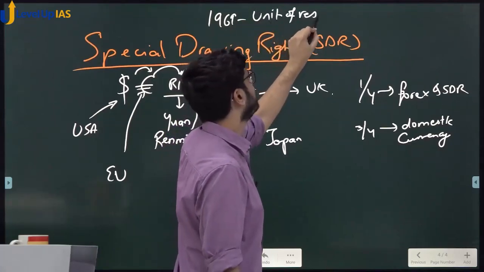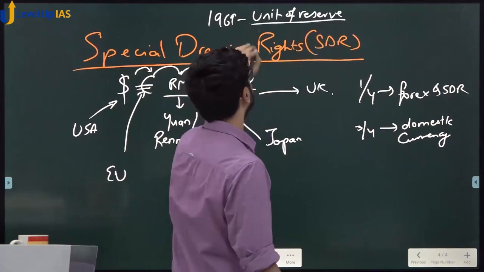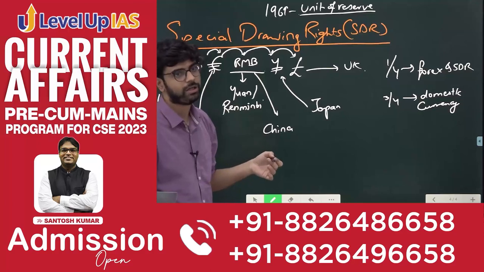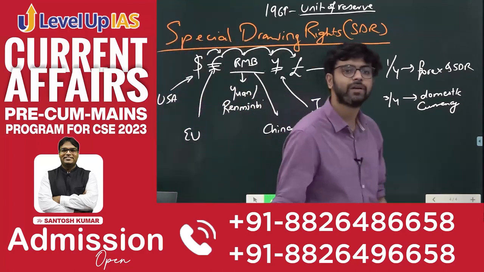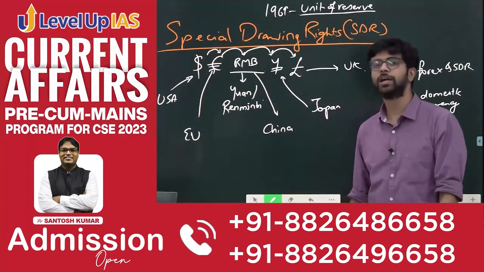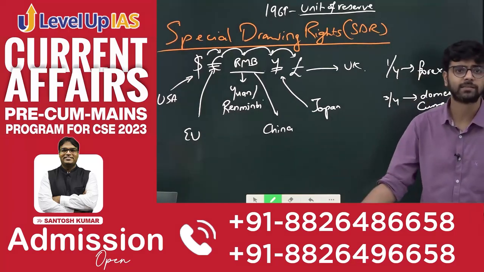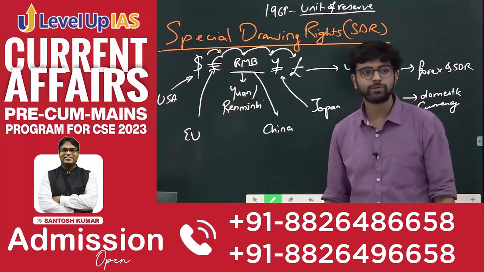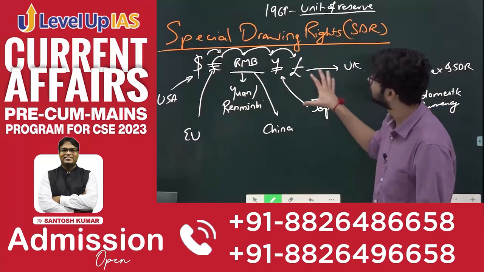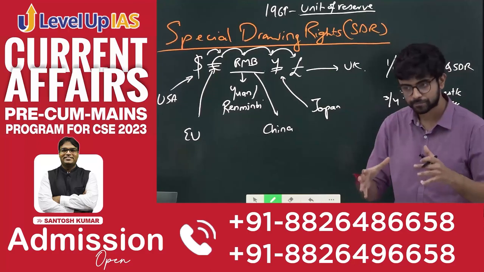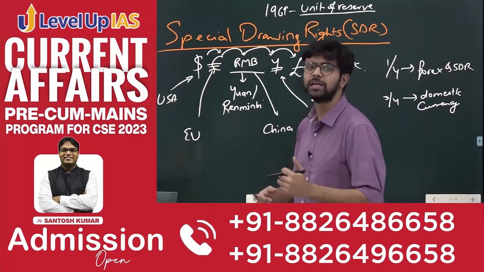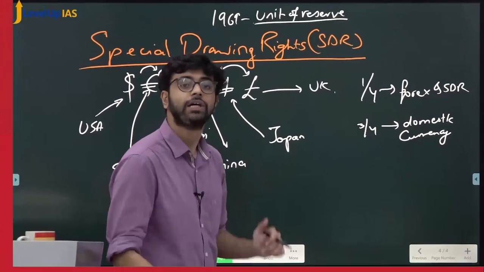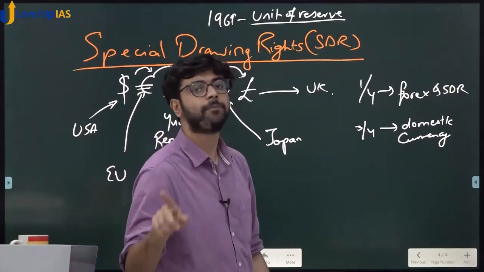I'll explain why SDR is more important. Single-handed dependence on the dollar is wrong. Other countries said, why should we calculate everything in dollars? Tomorrow if the US economy fails, what will happen? If the dollar value goes down, everyone will lose. So they said, rather than that, let us take the five biggest economies, make a basket of it, make a unit out of it, and create this SDR. It is not a currency, nor a claim on the IMF.